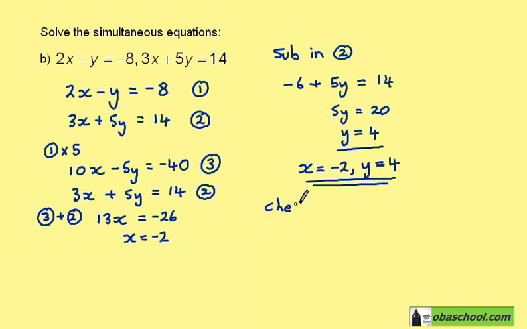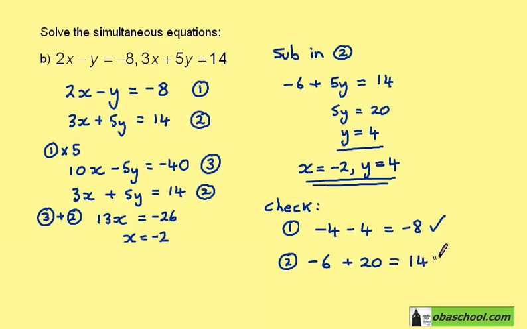As usual, we're going to check this solution. Substituting into 1, 2 times minus 2 is minus 4. Take away y, which is 4, gives us minus 8, which checks out. Now using 2, 3 lots of minus 2 is minus 6, 5 fours are 20, and minus 6 plus 20 is 14. This checks out as well.